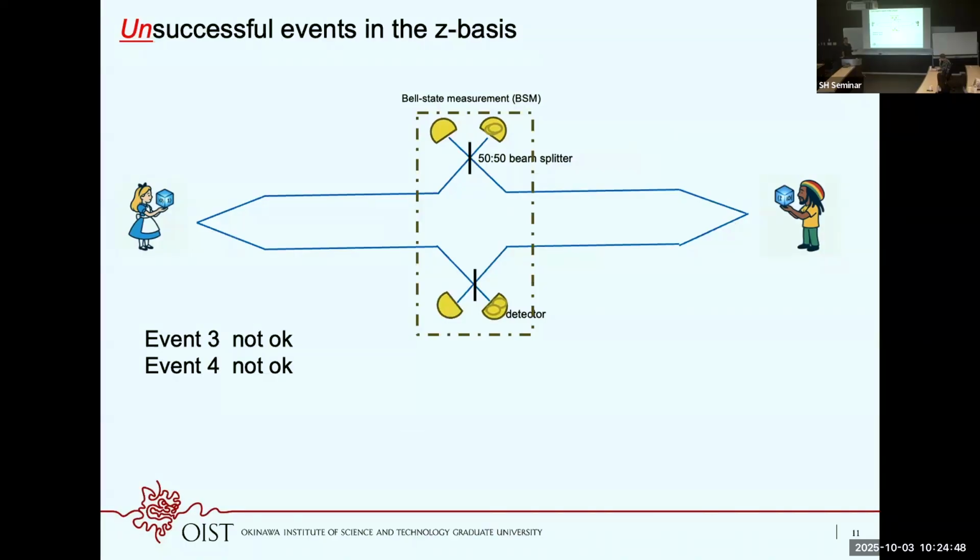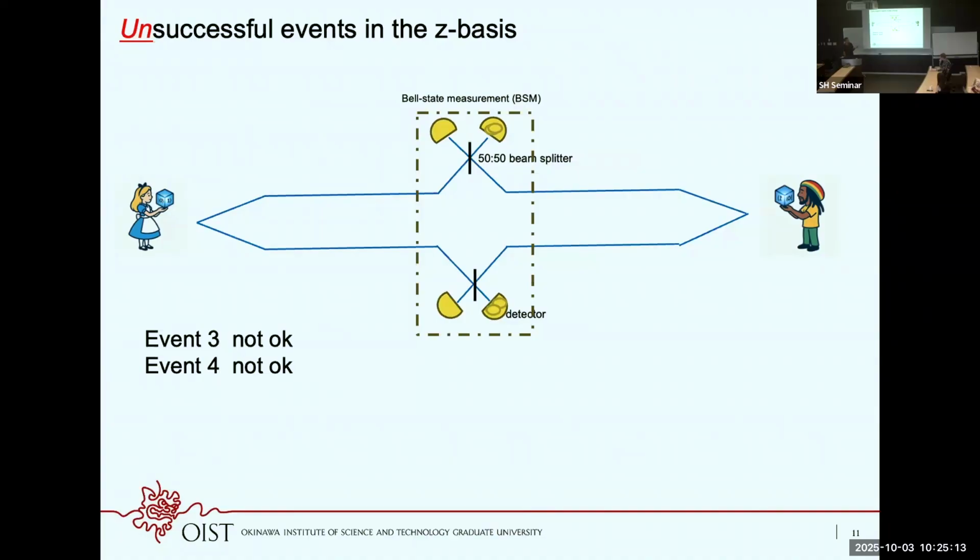That's what Charlie will say to Alice and Bob. So Alice and Bob will just say, okay, let's throw away event 3. Event 4 also, it was only 1 click here. So again, they will throw away this event. They will not be taken for the evaluation of the key. That's basically the way this MDI-QKD protocol works.